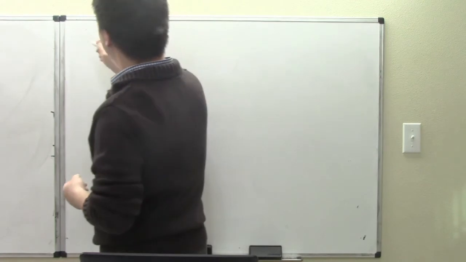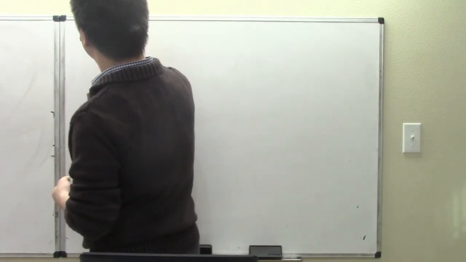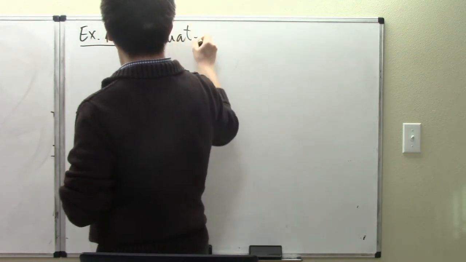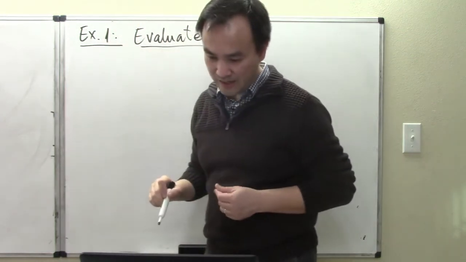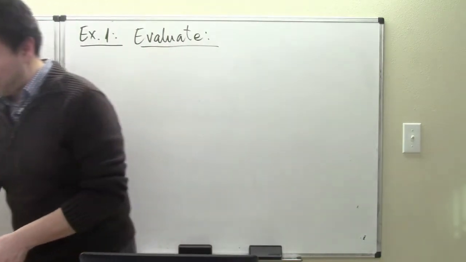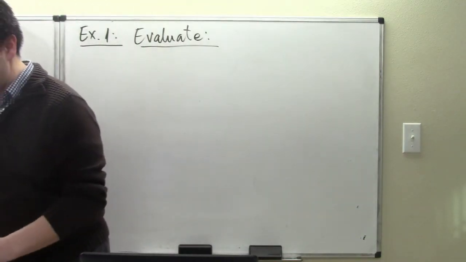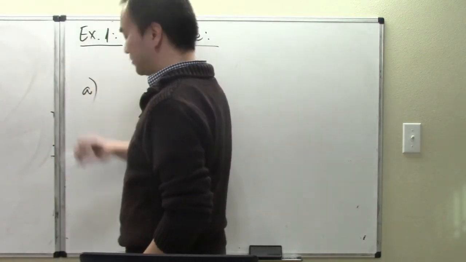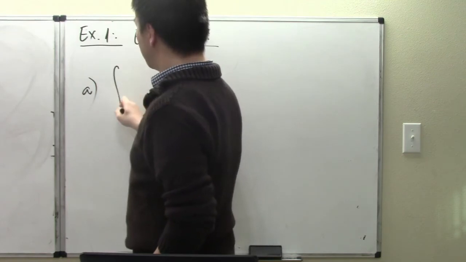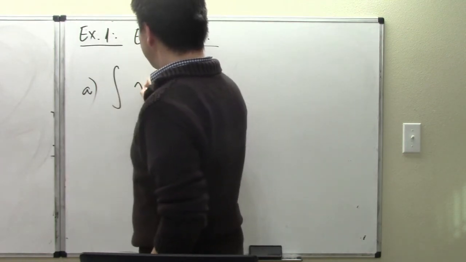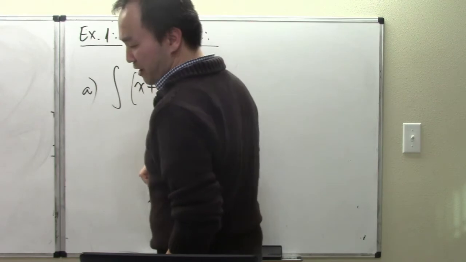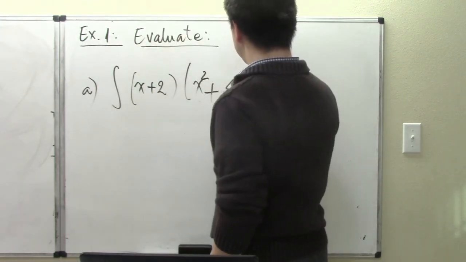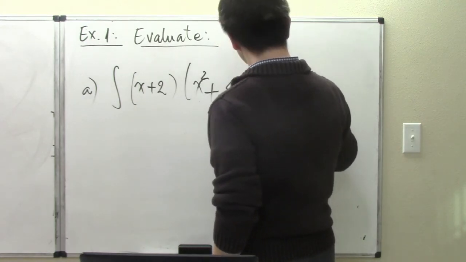All right, so now we are at example 1. Okay, so let's evaluate. I have prepared a few problems for my own lecture notes, and I hope you will learn something good throughout these problems. There's an x plus 2 in product with x squared plus 4x minus 9 to the 4th dx.